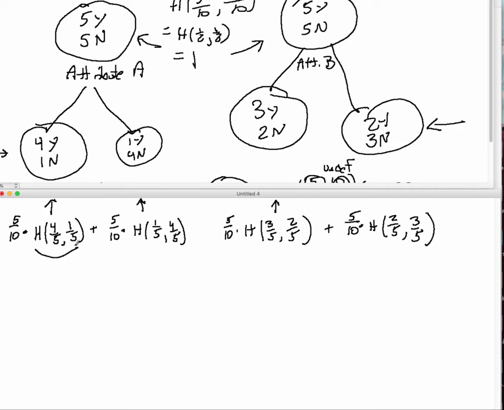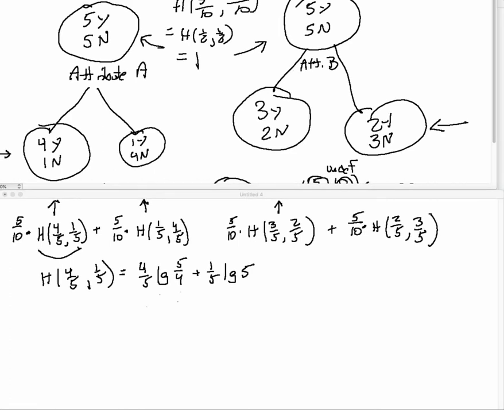So this is H of 4/5, 1/5. And by the way, we notice that this is the same entropy as that, and this is going to happen whenever the thing is split in two like that. Otherwise, it's not going to be as easy. This is going to be equal to 4/5 log 5/4 plus 1/5 log 5.